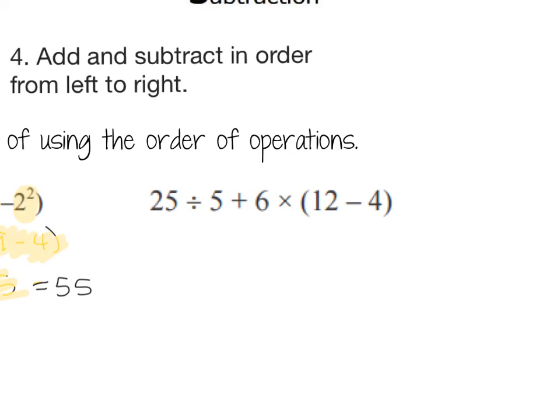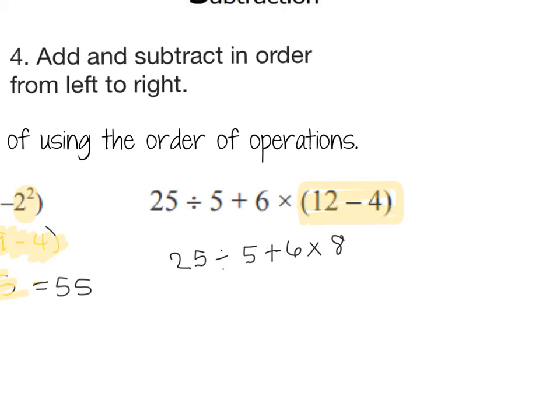So here we have a little bit longer one. When I do this, I'm going to look for parentheses first, and here I have parentheses. So I have to solve that piece first. 12 minus 4 is 8. Now everything else comes down, and sometimes I find it is easier to kind of write it this way, backwards if you may.